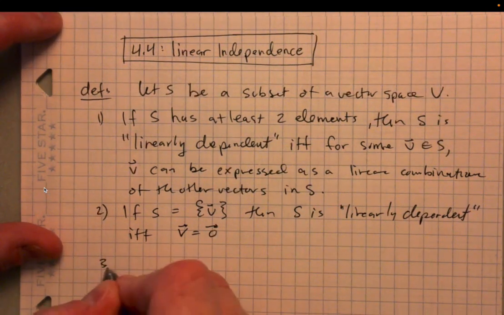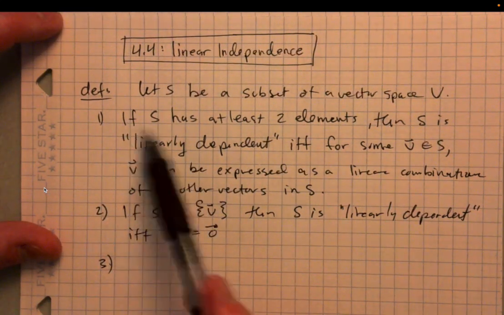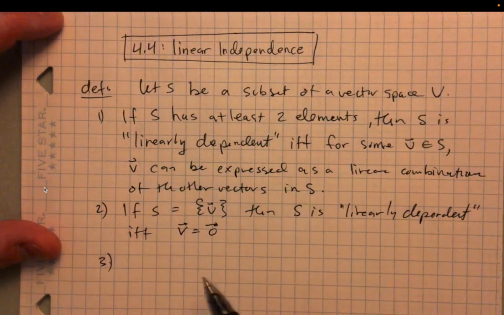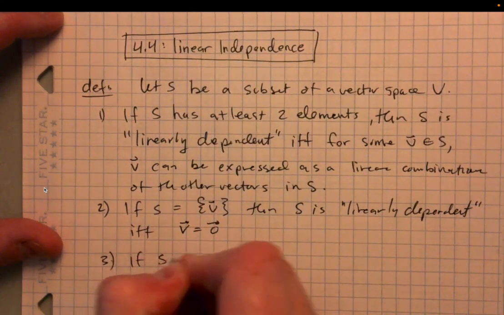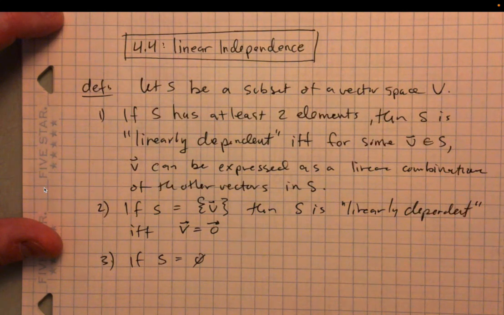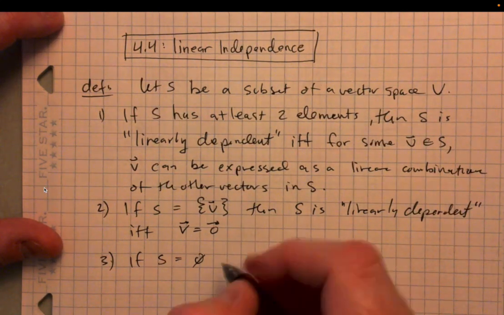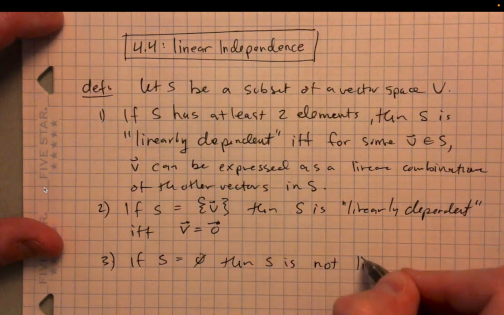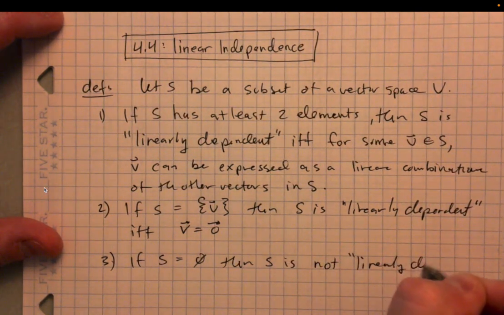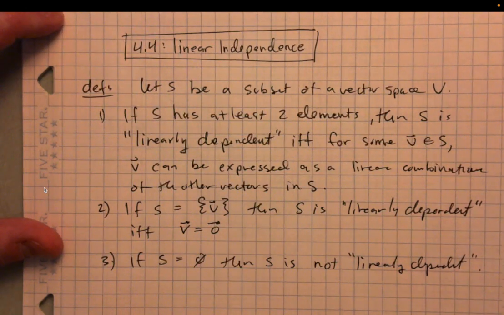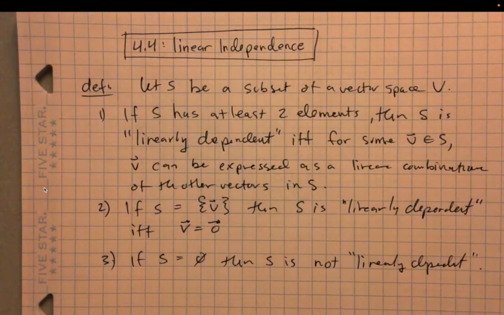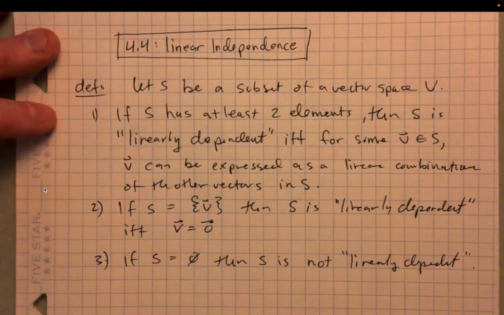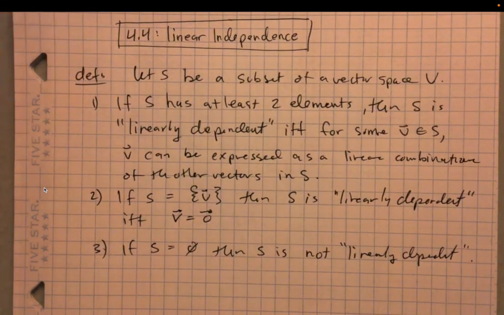And then the third case. We've talked about when S has at least 2 elements, and when S has 1 element. What if S is empty? If S equals the empty set, then S is not linearly dependent. And then, of course, the chapter's called linear independence. So what does that mean? Well, it just means not linearly dependent.